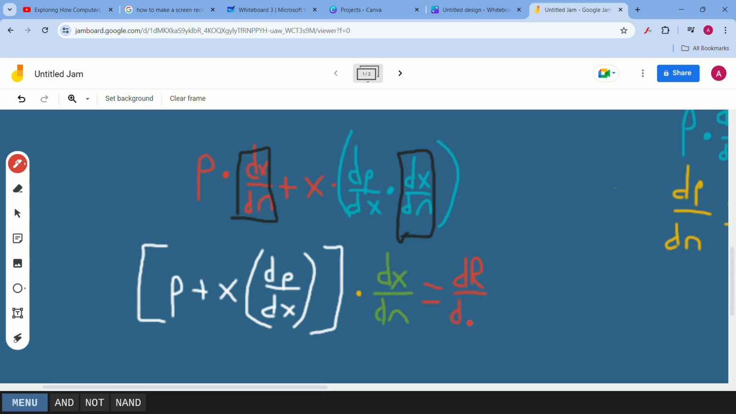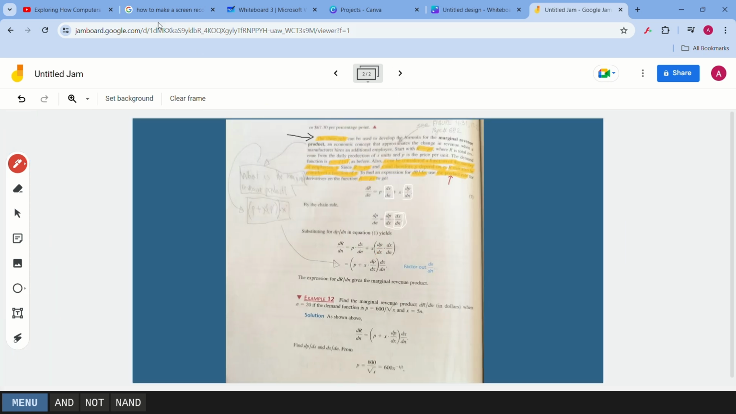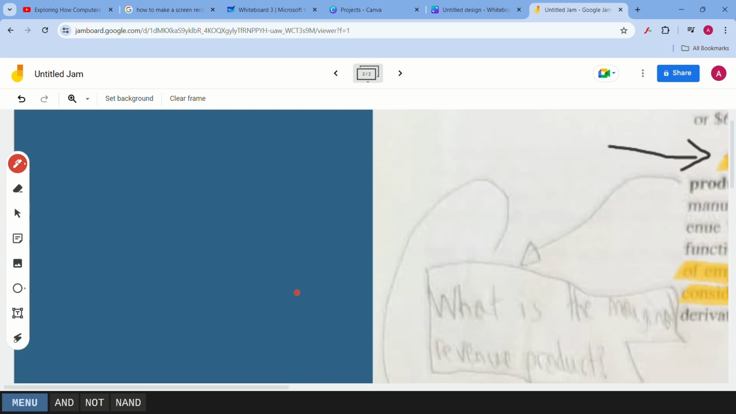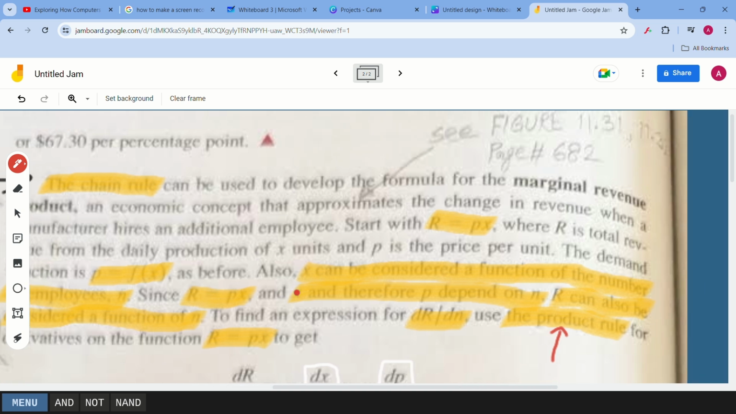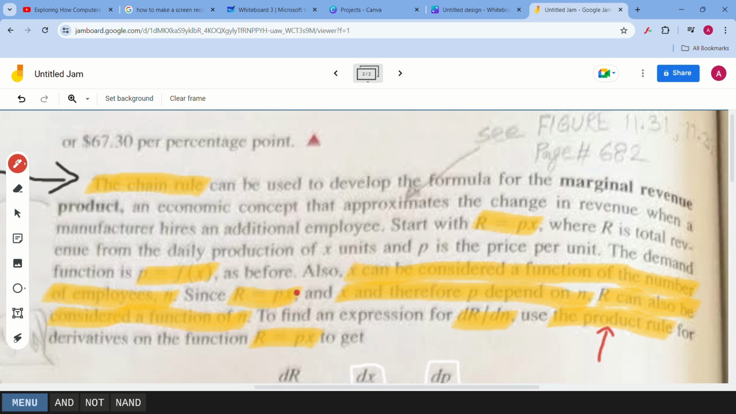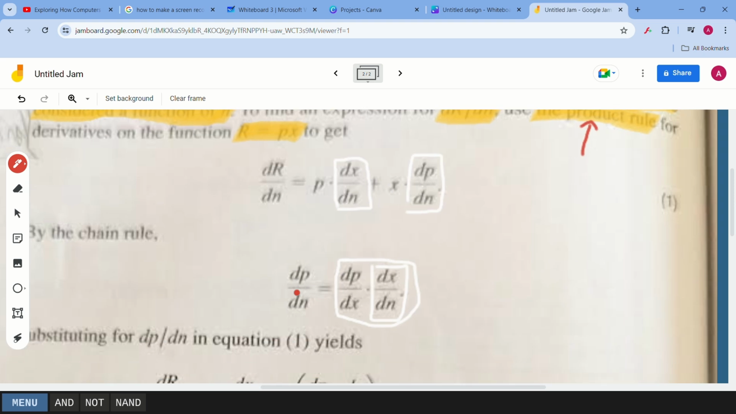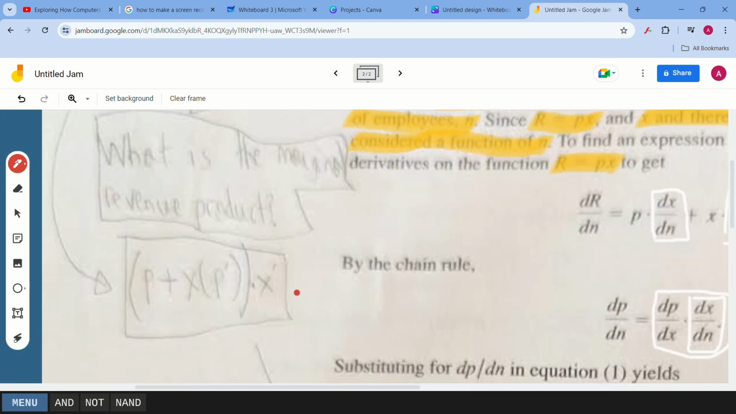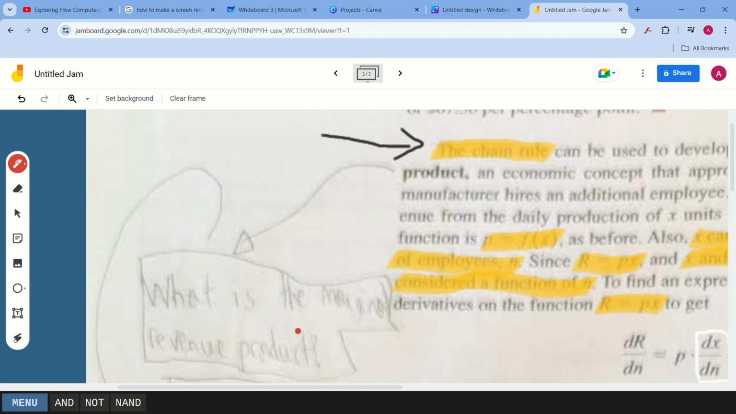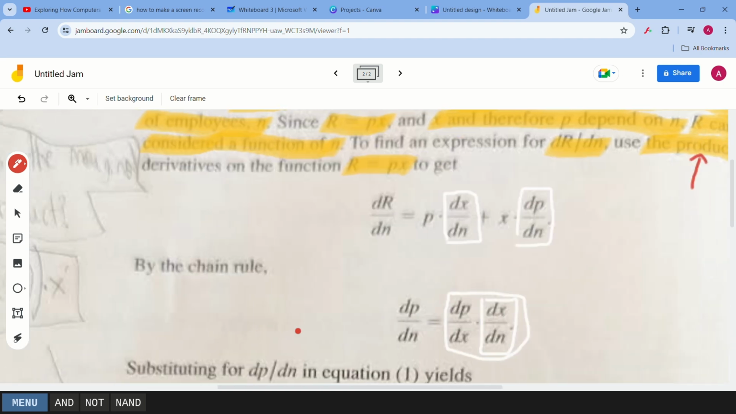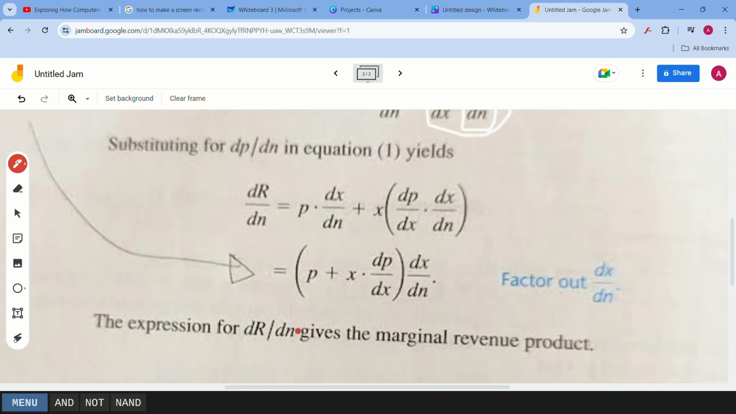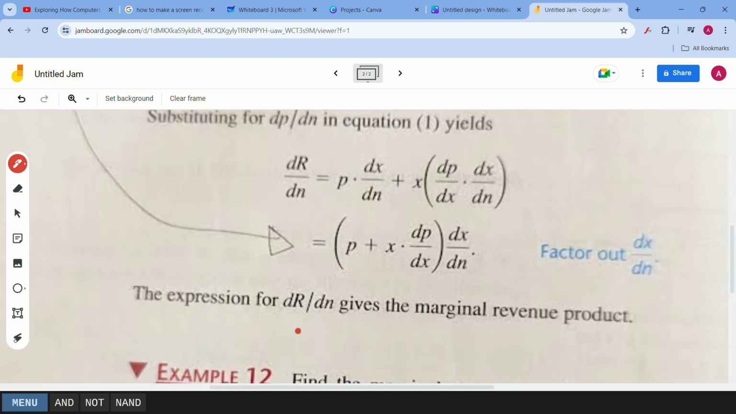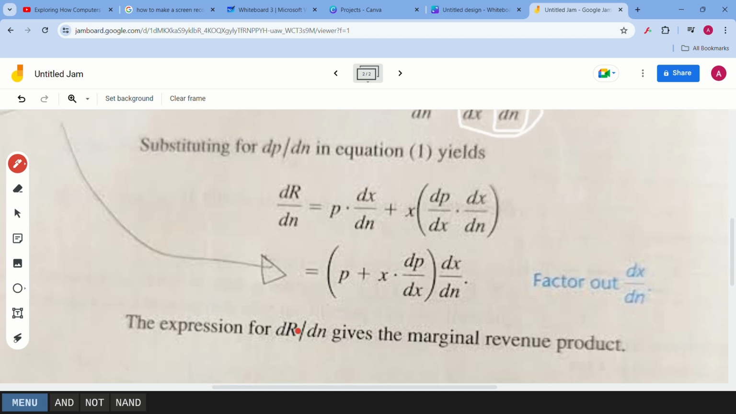We're gonna see what it actually shows, and then I'm gonna give you a practice example and put what you think in the comments. Pause the video. Feel free to read it again. This is a footnote I put in the book. This is the equation. Factor out dx over dn. The expression for dr over dn gives the marginal revenue product.